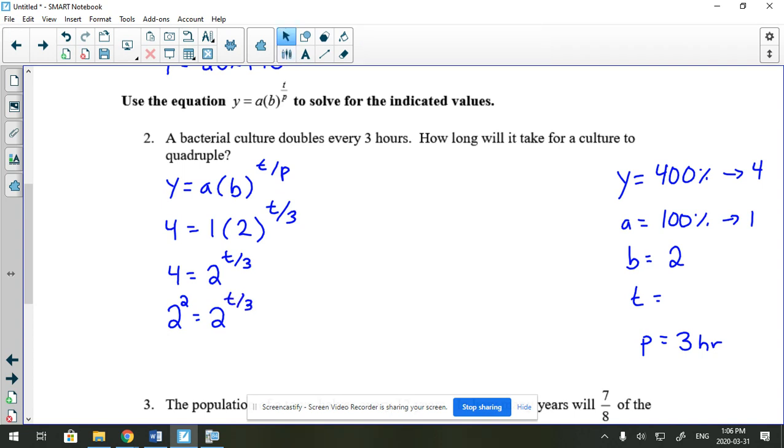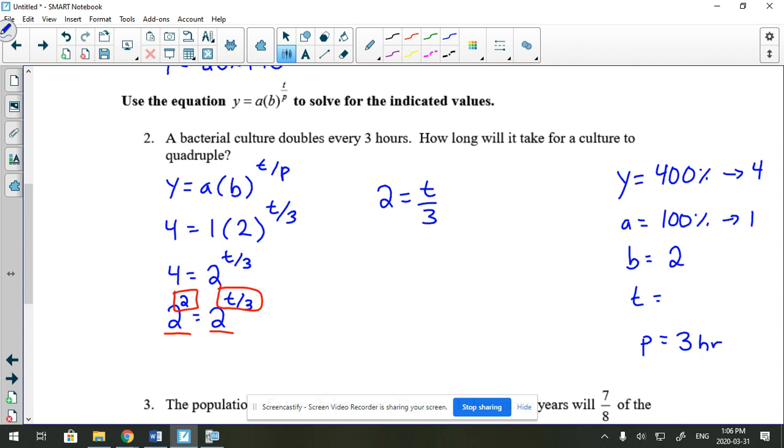Now your bases match. So that means your exponents have to equal each other. And now we can solve for T by multiplying both sides by 3. So I can see that T is going to equal 6 hours. Same unit as your P was in. So it'll take 6 hours for that bacterial culture to quadruple.